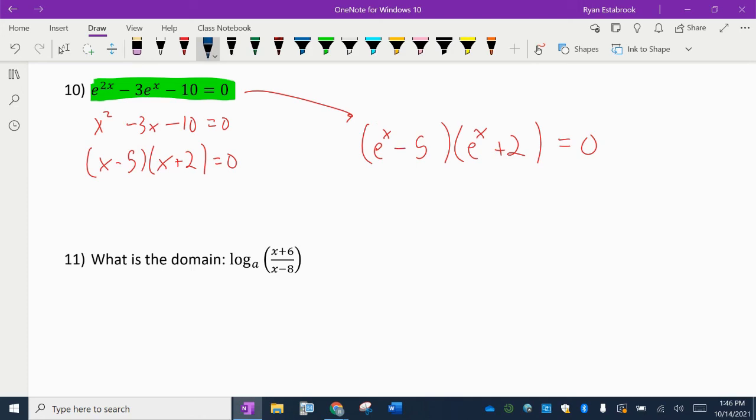Not solved, though. If I go back to the one that makes a lot more sense to us, if I was going to finish solving this one, I would set this part equal to 0 and then solve it. I would set this part equal to 0 and then solve it. So over here, it's the same thing. We're going to set e to the x minus 5 equals 0. So e to the x equals 5.